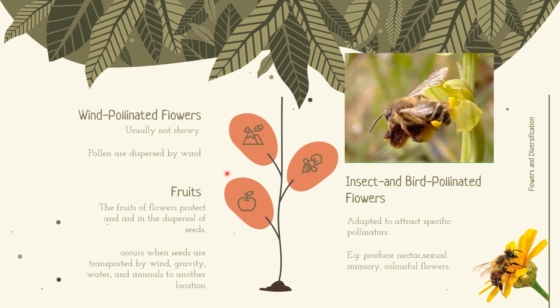And lastly, fruits. The fruits of the flowers protect and aid in the dispersal of seed. How do fruits aid in the dispersal of seed? The dispersal of seed occurs when the seeds are transported to another location by wind, gravity, water, or animals. When the flower has developed into a fruit, the seeds of the flower will be inside the fruit. So when an animal eats the fruit, the seed will be transported to a new location, and animals will deposit the seed when they defecate.